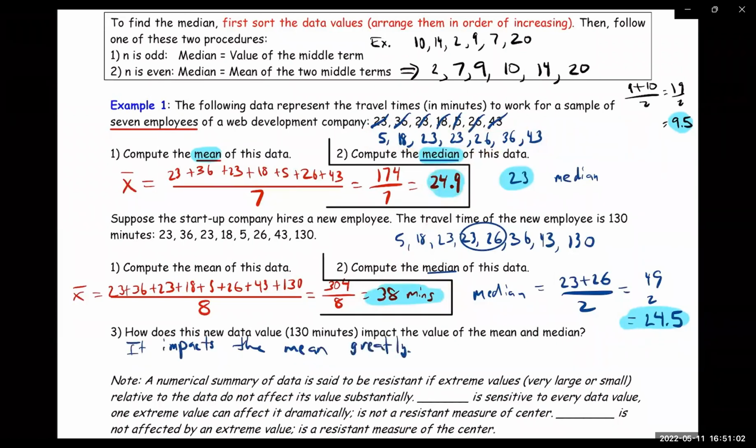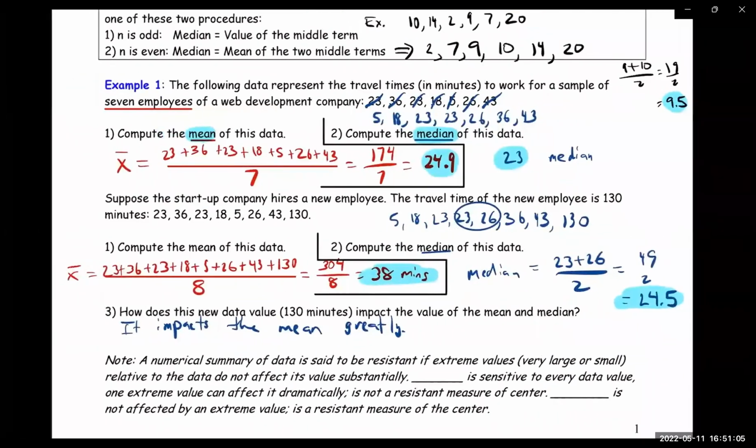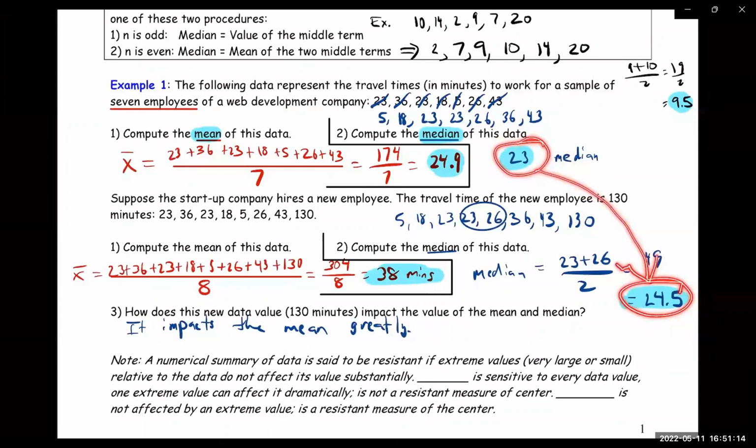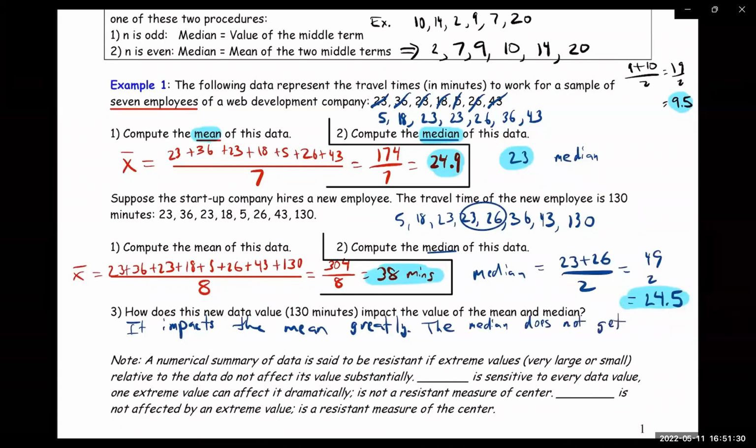And what about the median? Is the median affected greatly or not so much? Not so much. It hardly moved. It just went up 1.5 units. So as you can see, it did hardly move. So the median does not get impacted that much. The median does not get impacted as much.